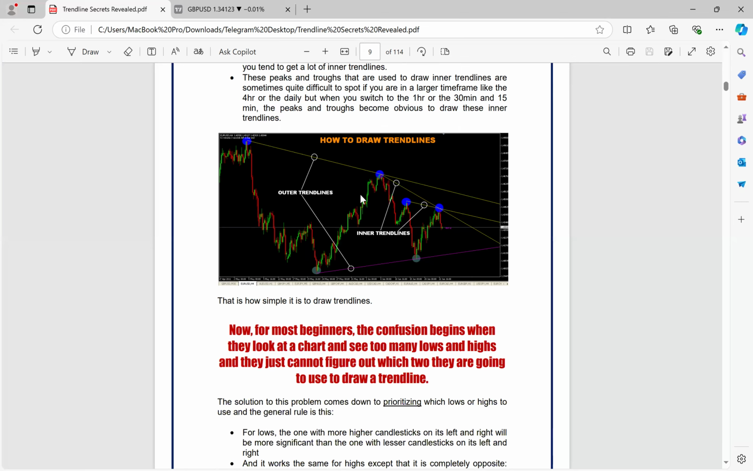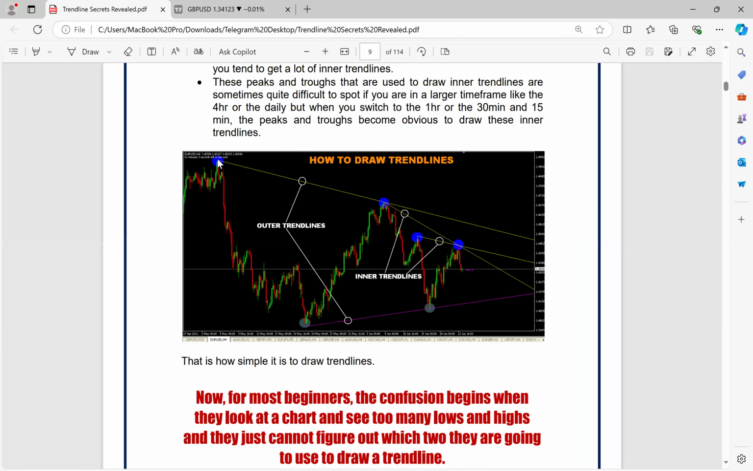So now look at it. The outer trend line is the one on the 4 hour. In this illustration that they are giving here, it is the one on the 4 hour with the blue marks. Now the inner trend line is the one they are indicating in this slide here. Let me show you by signing in here.